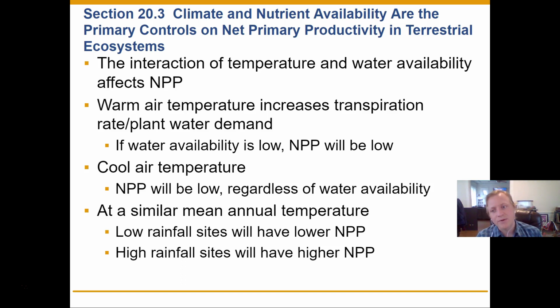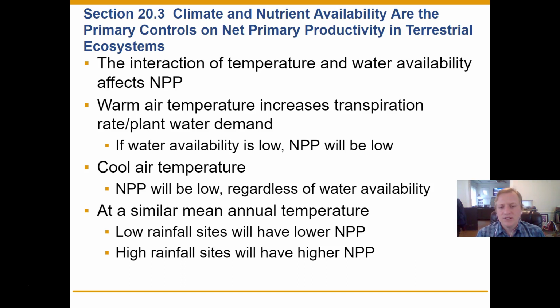Why is that, do you think? Why would having cool temperatures and a lot of water mean that you can't have a lot of net primary productivity? Well, think about places like Alaska. There's lots of water there. It's covered with water actually, but all of the water is frozen. So net primary productivity can't really be high in those areas because the temperatures are so low.